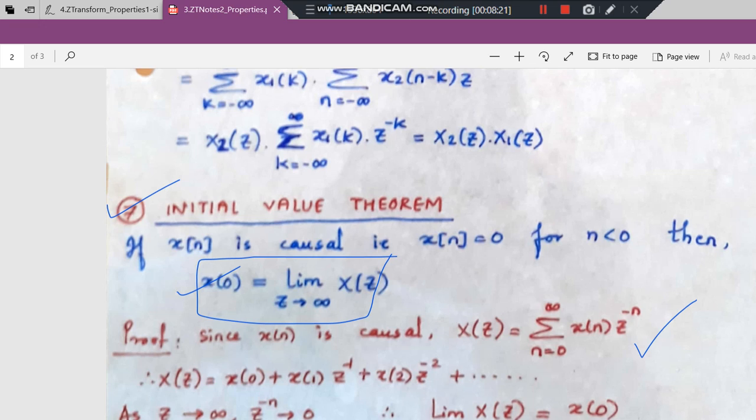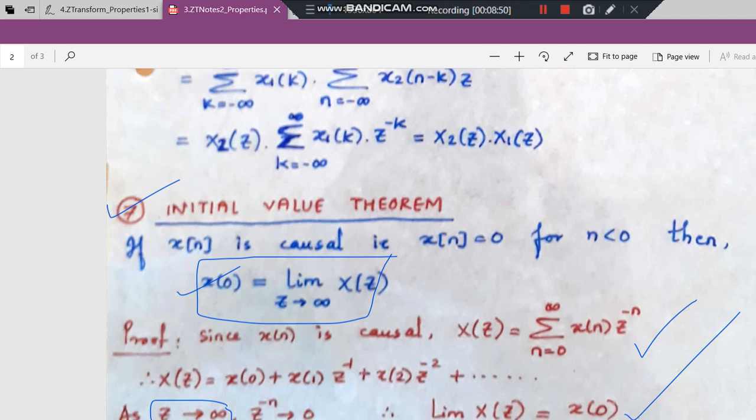Now what will happen to this equation if I put z tending to infinity? If z is tending to infinity, then infinity raised to minus n will all become 0. So all the terms beyond this x of 0 will become 0, 0, 0 and so on. So simply I can write here that the limit of x of z with z tending to infinity is simply x of 0. So this is what is called the initial value theorem.